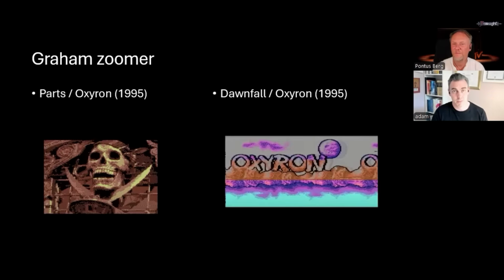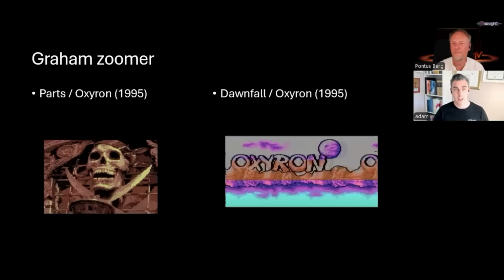So the backstory here was a demo by Oxyron in 1995 called Parts that displayed this incredible, amazing distorted, squeezy picture, the one that we see on the left, and that was just insane. No one had done anything like it. And a few months later, Dawnfall by Oxyron, again by Graham, had this incredible zooming Oxyron logo, colorful like crazy, full screen. And it was incredible to see this. Like, wow, no one had done anything like it.